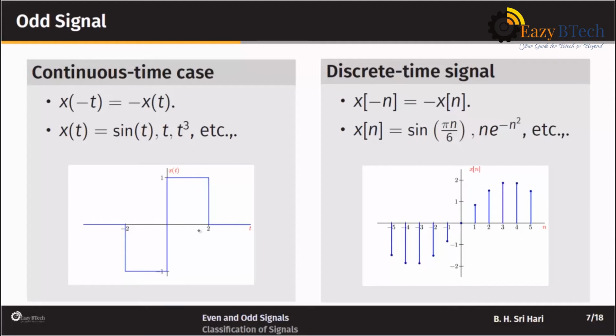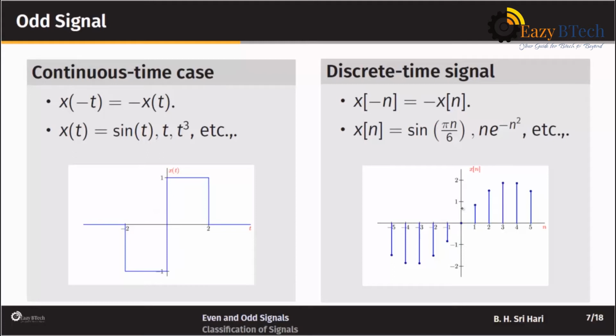Look at this signal. Why is this an odd signal? What does it say? Whatever amplitude you have from 0 to infinity, you should have a negative of that amplitude for negative values of time. From 0 to infinity we have this shape, and from 0 to minus infinity we should have a negative of that shape, which is here. If this condition is satisfied, then we say that the signal is an odd signal.